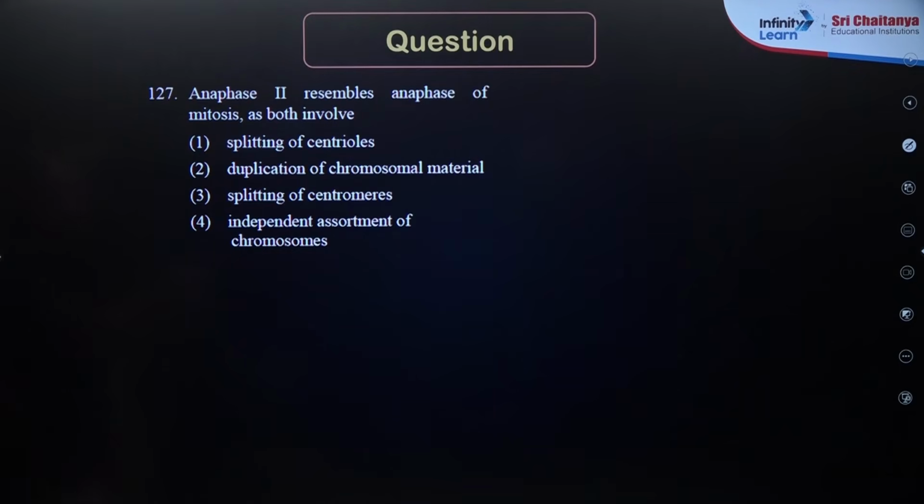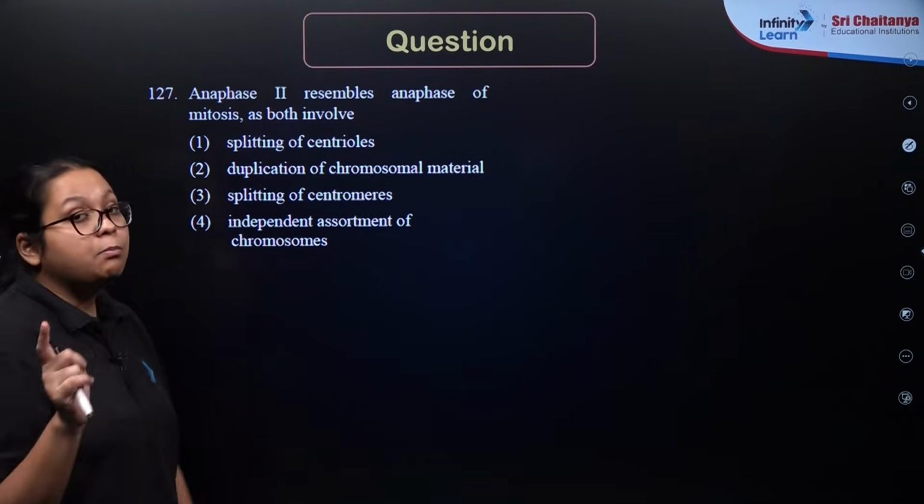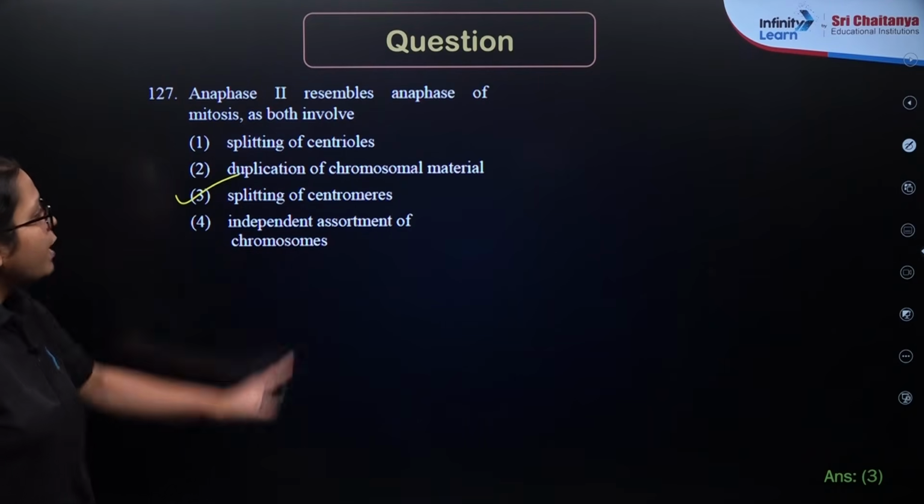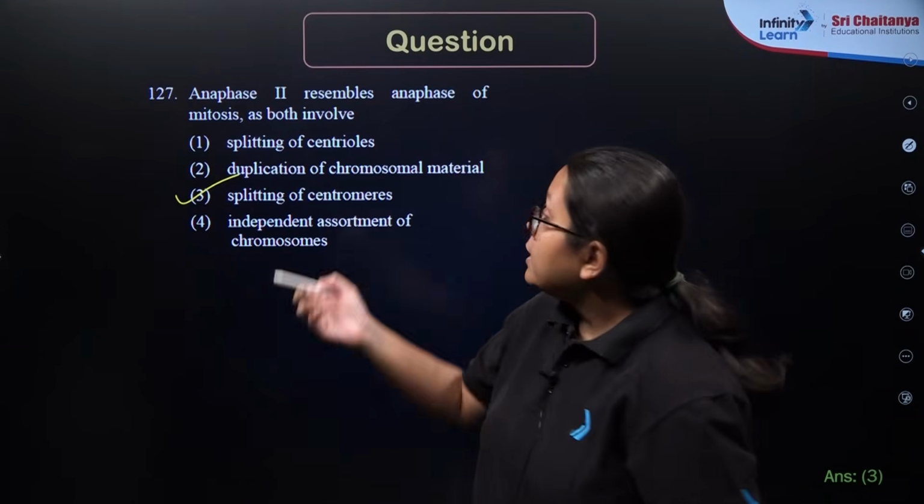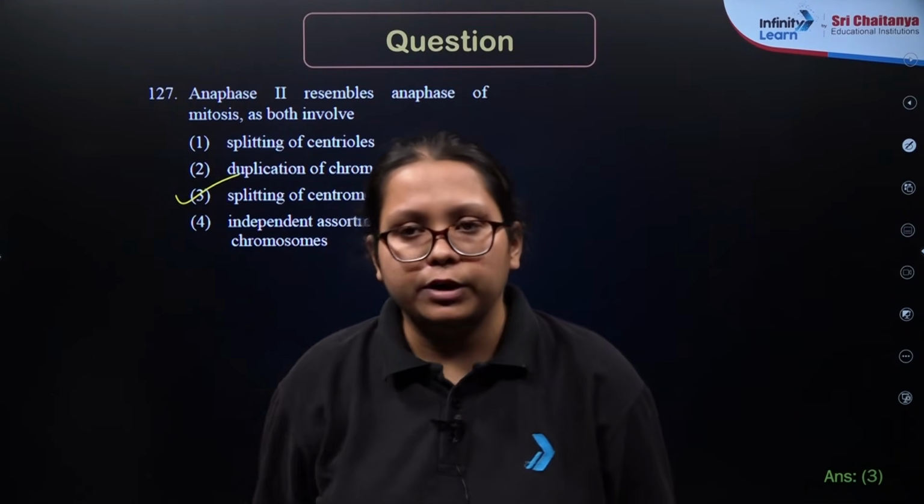Next, anaphase 2 resembles the anaphase of mitosis, as they both involve splitting of centromeres, okay. In anaphase of mitosis also centromeres are split. In anaphase 2 of meiosis 2 also centromeres are split, okay.